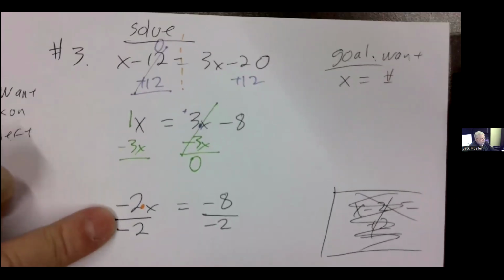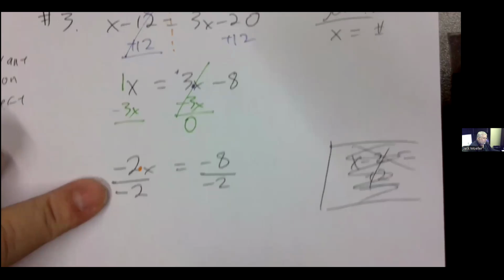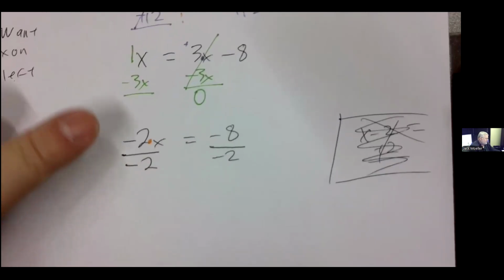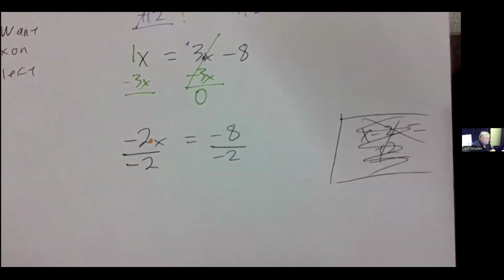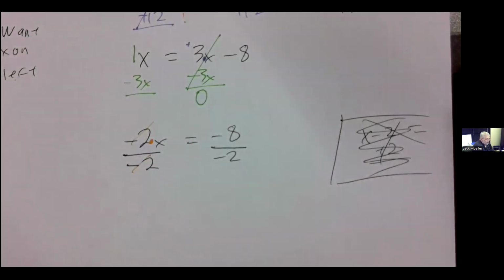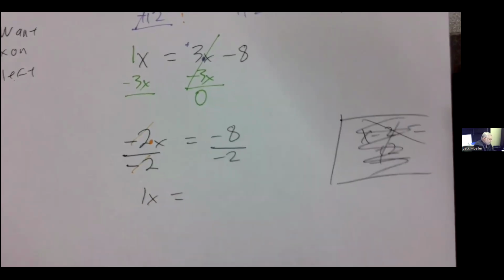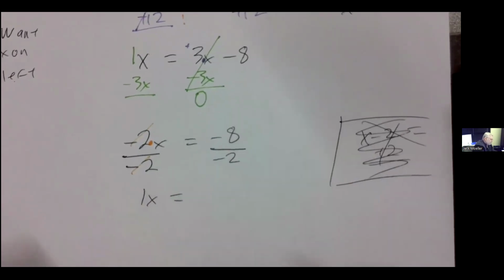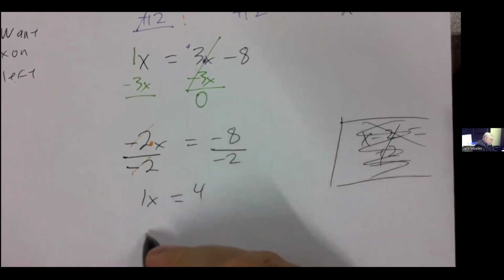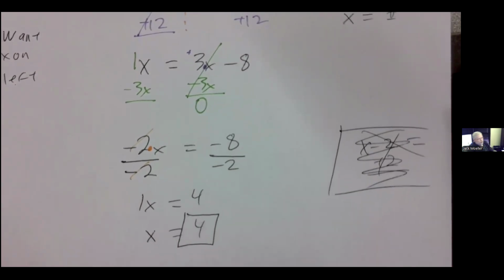When you're doing this division, the last step, don't change the sign. The reason we don't want to change the sign is that negative divided by negative is a positive 1, and you want a positive 1 in front of your x and not a negative 1. So we divide both sides by negative 2, so it's 4. And then we don't need the 1 in front of the x, because 1 times x is x. We get an answer of x equals 4.